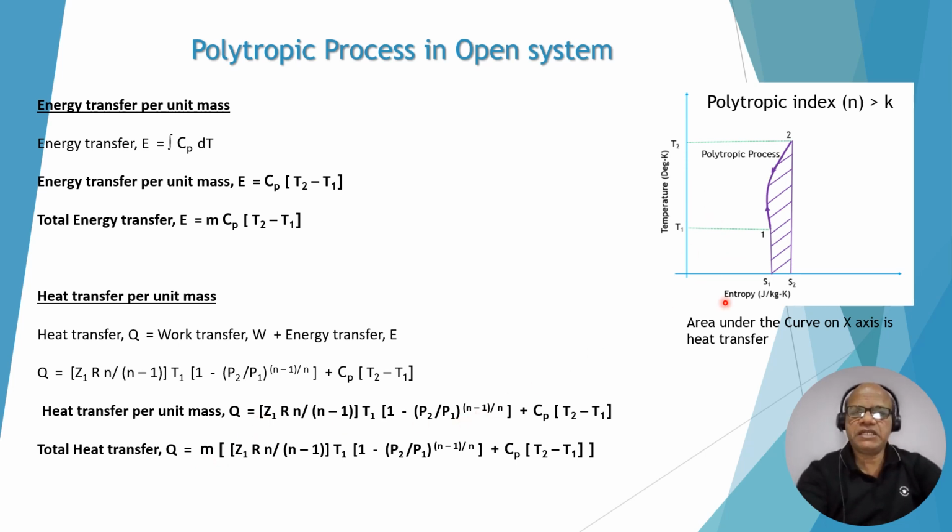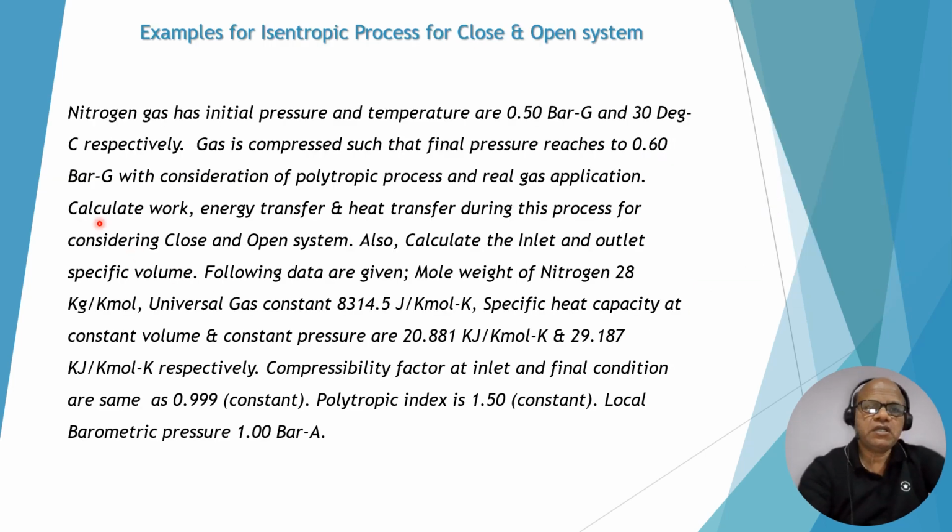You can see on the TS diagram also, again the condition n should be greater than k. The area under the curve on the x-axis is equal to heat transfer. A little bit of heat transfer occurs here, and so there is also a change of entropy. Sorry, this should be polytropic process, not isentropic process, you can correct it.